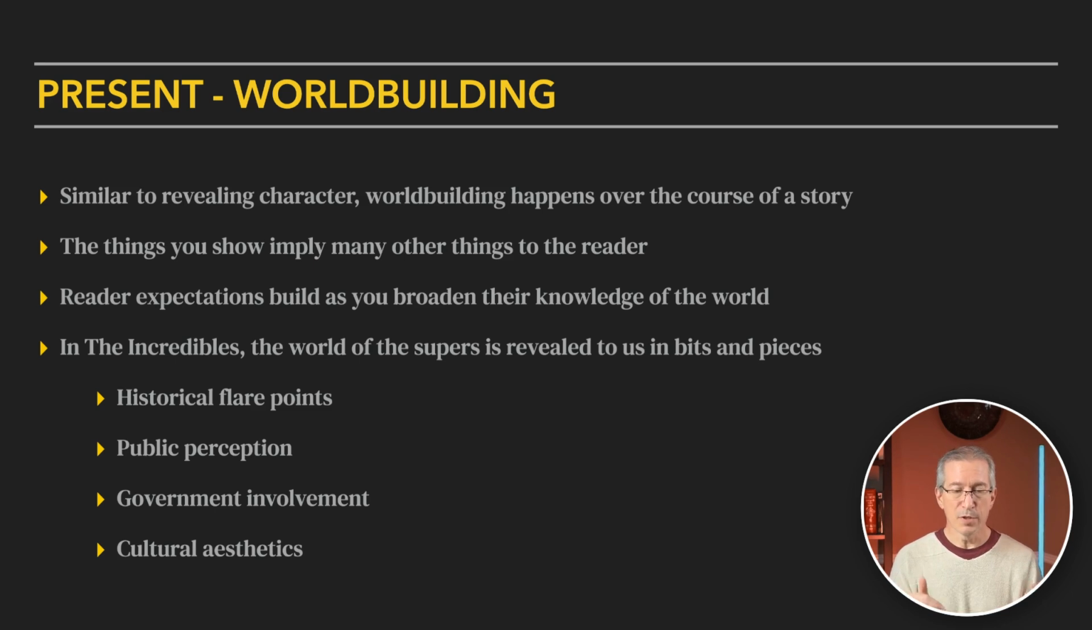So there's public perception as well, and how they feel about supers, and that changes over the course of the story, but we understand how that led to the supers going underground, and how they're staying hidden throughout the course of the story, and then what happens at the end of the story. They come to accept them again. The government being involved. The cultural aesthetics, that James Bond, Golden Age of Comics backdrop.